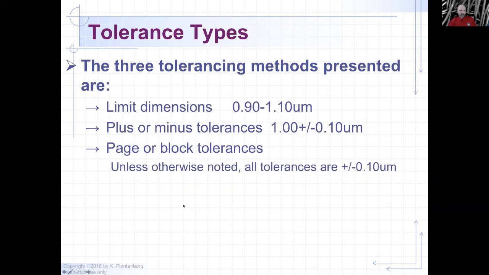All right. So there are 3 tolerancing methods. You got limit dimensions. So you say what the lower limit and the upper limit is. So that's the first one. Or you can write it as plus or minuses. Okay, so you can write 1.00 plus or minus 0.10. Or you can do page and block tolerances. So those are the things that say, like, unless otherwise noted, right? Your tolerances are plus or minus whatever you decide as the designer.